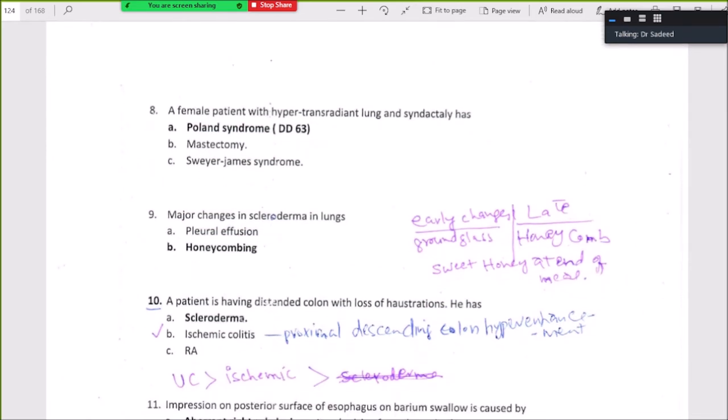8. A female patient with hypoplasia of pectoralis, lung and syndactyly has Poland syndrome.